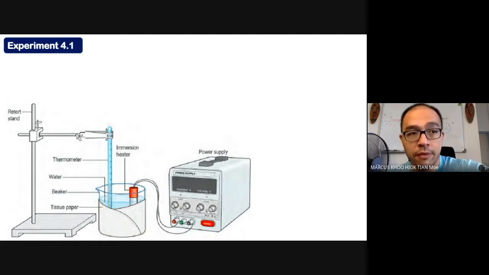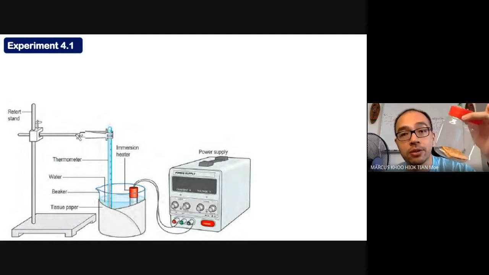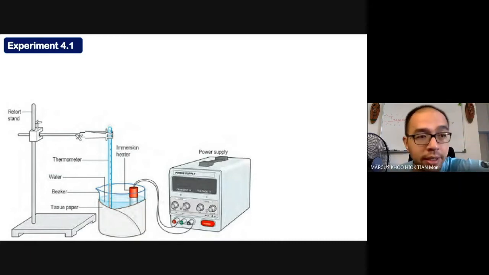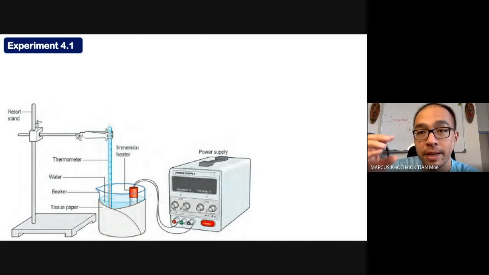So for example, if you want to heat this up, you want to raise the temperature by 1 degree Celsius, how much heat do you need. But specific heat capacity is specific to 1 kilogram. So we bring it down a little bit, because heat capacity changes with different mass.